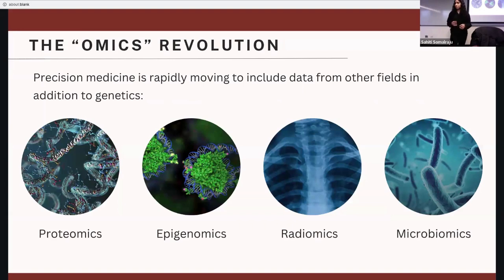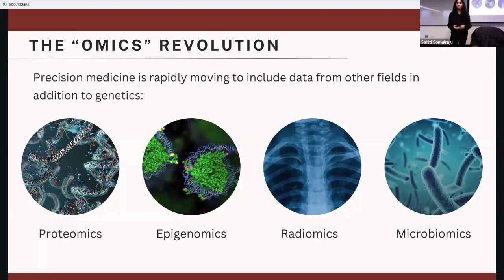Another thing that's playing a major role in precision medicine is the omics revolution. Previously we were focusing on genomics and how precision medicine was making use of that. But nowadays, researchers have noticed that it's not just DNA that's important. There's RNA, there's proteins, there's imaging, epigenomics. And so you can actually extract data from all of these omics and use that information for diagnostics.